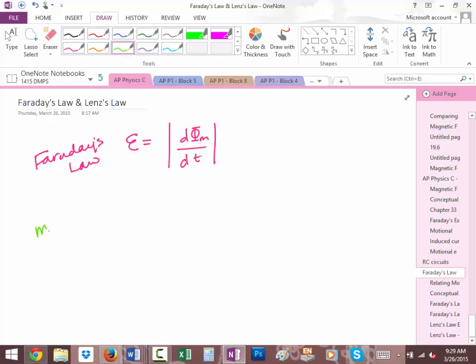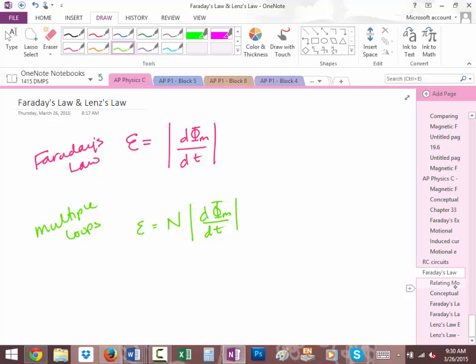So if we have multiple loops, we'll just write this down. Then the EMF is going to be equal to n, the number of loops, times the absolute value of d phi sub m dt. Life is okay?